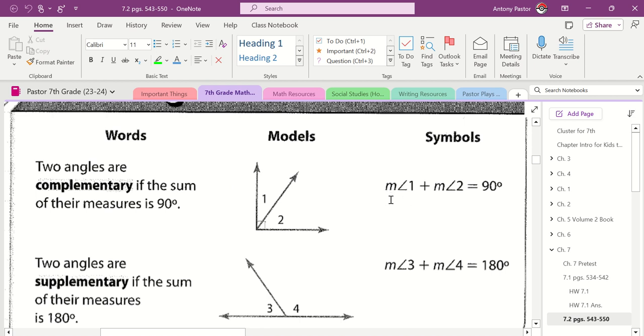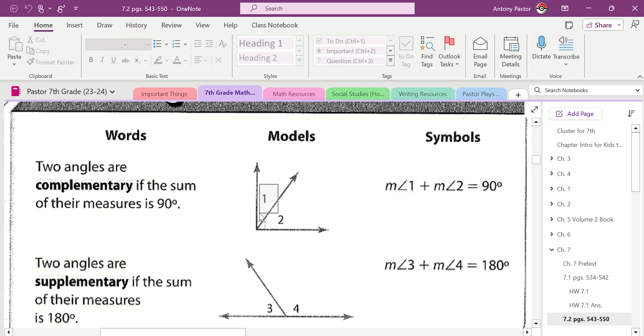Over here, you have those weird symbols. M angle 1 plus M angle 2 equals 90 degrees. What do we think M angle 1 means? Nobody knows? M angle 1 plus M angle 2? Nobody has any idea what M means? So M stands for measure. So this right here means measure of angle 1 plus measure of angle 2.